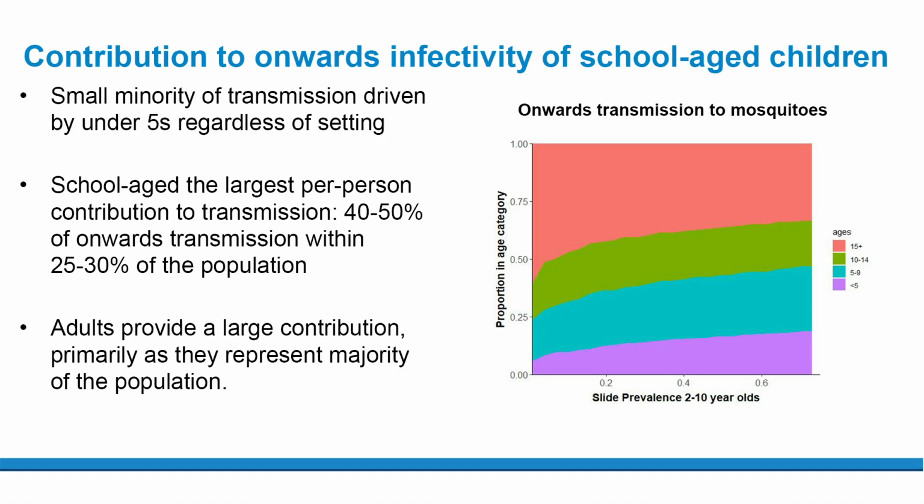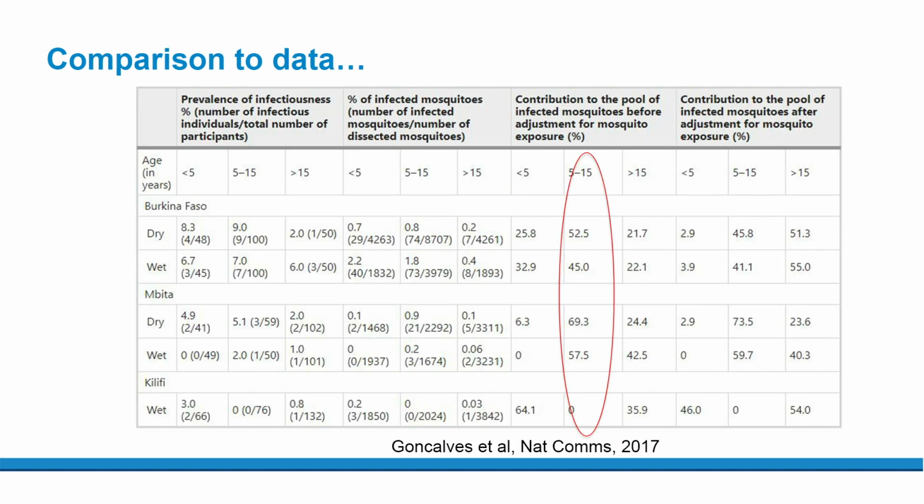That's good for the model, but it's always good to do a sanity check. So this is from a really cool paper by Bronner Goncalves and Chris Drake, who was in Chris Drake's group in the London School. They actually managed to find a lot of mosquitoes, find blood in mosquitoes, and genotype them to link them to people in the households that they caught them, to look at the proportion of infections that were caused by different age groups.